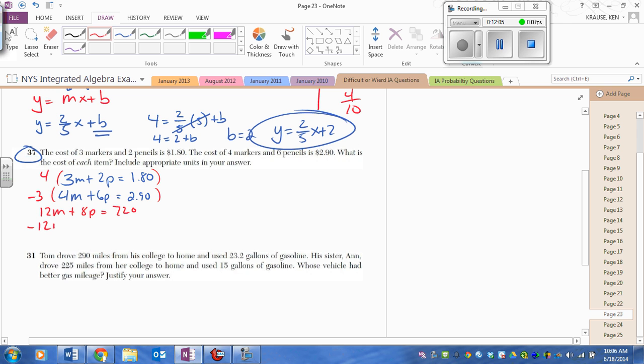And negative 12m minus 18p equals 290. Negative 8.70. And these cancel. So I get negative 10p equals negative 1.50, divided by negative 10, divided by negative 10. And I get p equals 15 cents.